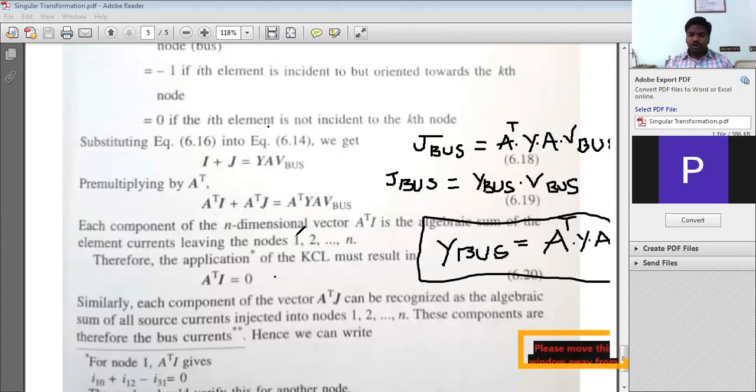So please make a note. Please make a square box in this particular case. Y bus is equal to A transpose into Y into A. Now we are going to do a single problem based on this particular topic, right?